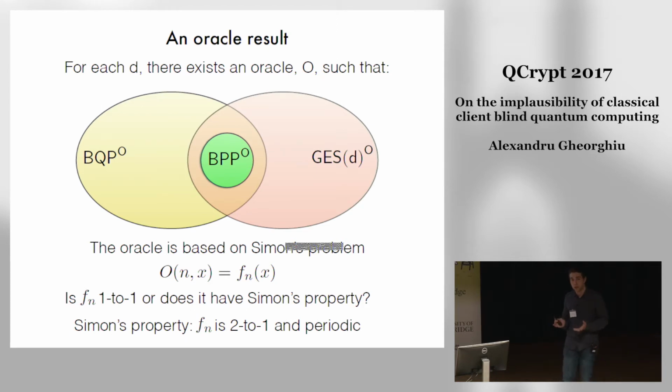So we can use an oracle like this to separate these two complexity classes, but whenever we fix the degree of the polynomial in the communication.